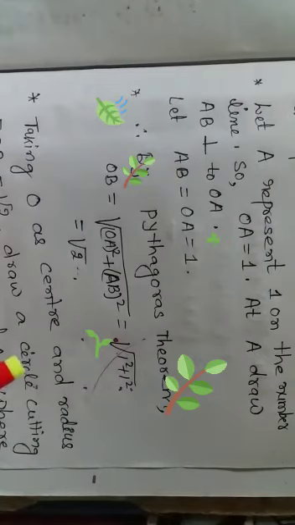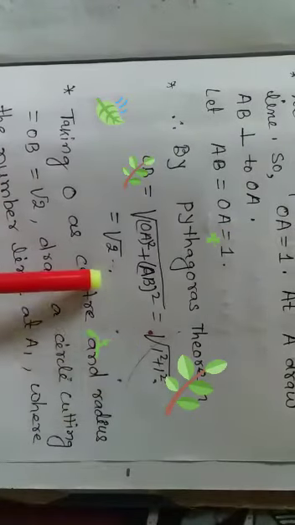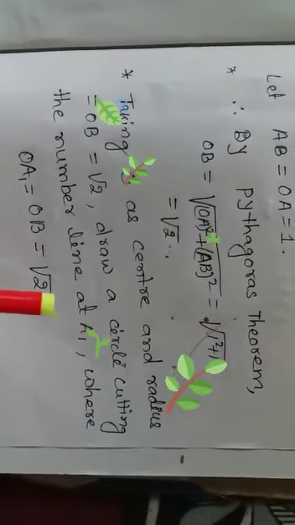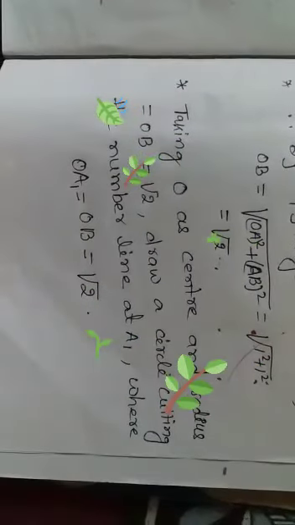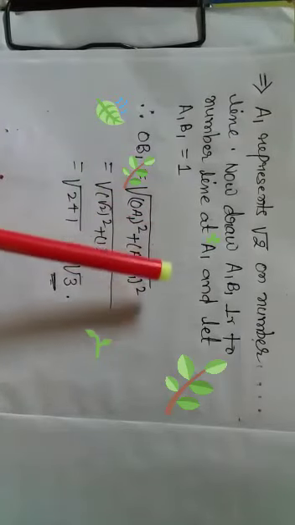You remember now how we have done just now? So by using Pythagoras theorem here, we got OB equal to how much? Root of 1 square plus 1 square, that is root 2. Again taking O as center and radius OB equal to root 2, draw a circle cutting the number line at A1, where OA1 is equal to OB, equal to how much? Root 2. After that, A1 represents root 2 on the number line.